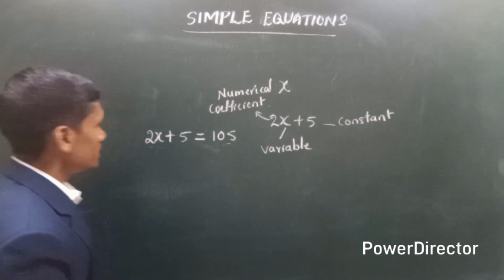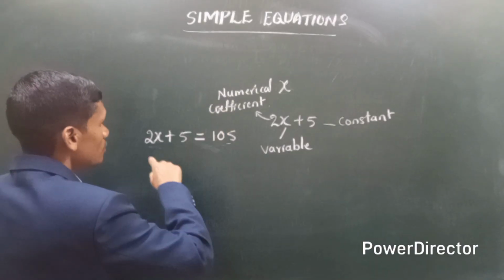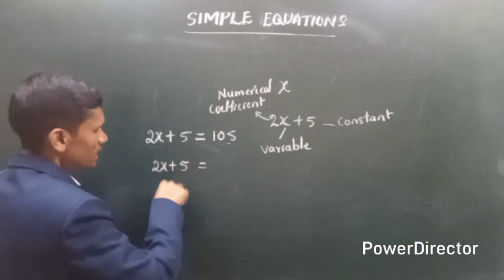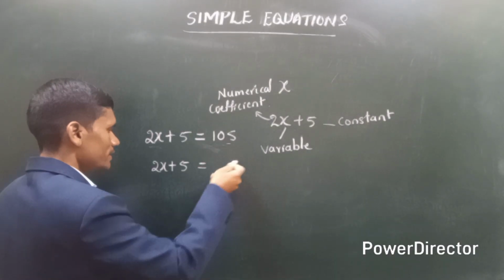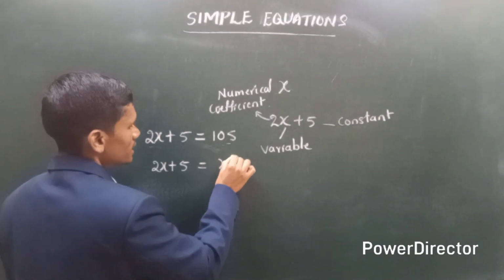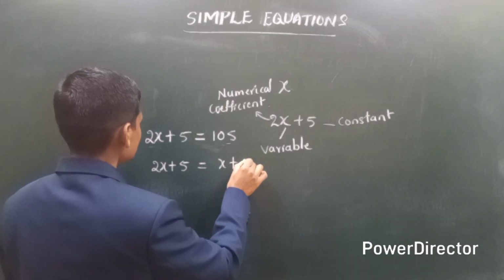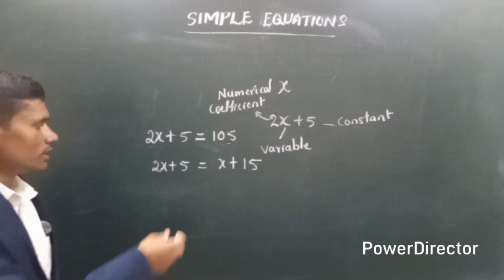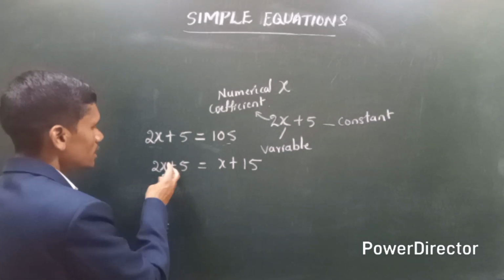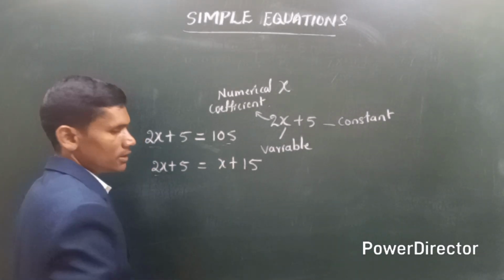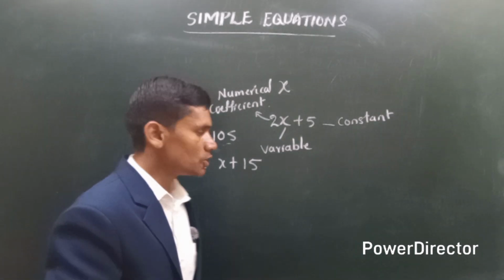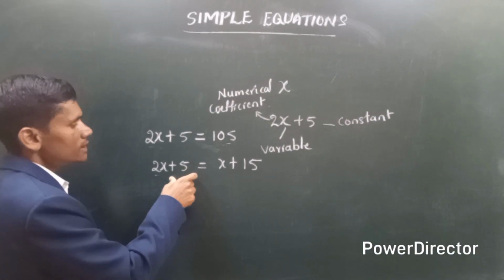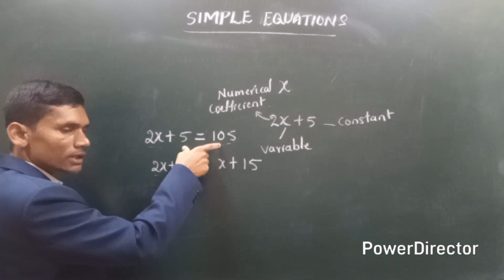Then you can compare it like this also: 2x plus 5 can be compared with x plus 15, right? So you can compare both here again. Here also a variable, here also a variable. Both sides may involve variables. Two algebraic expressions we are comparing with an equal to sign. This is also an equation.